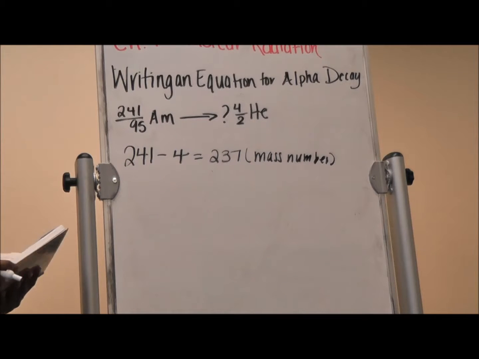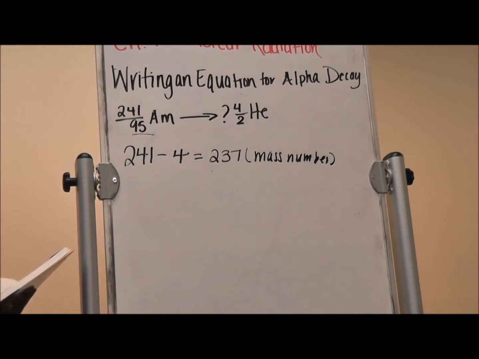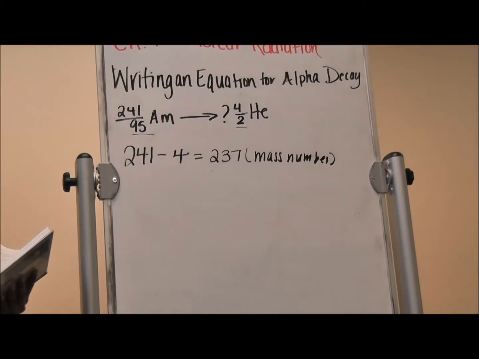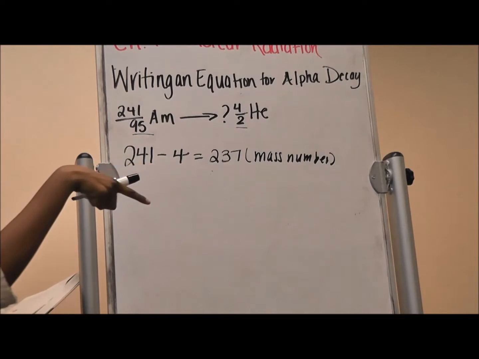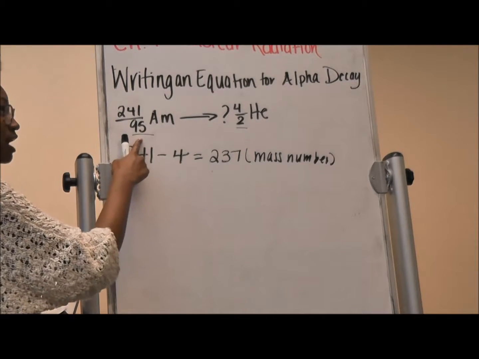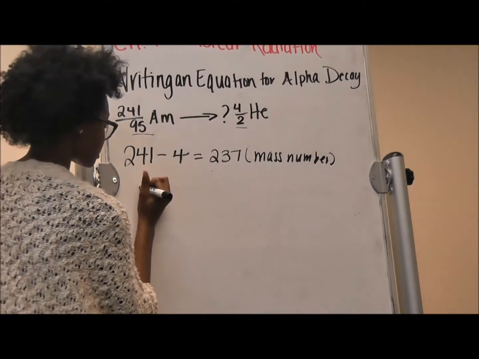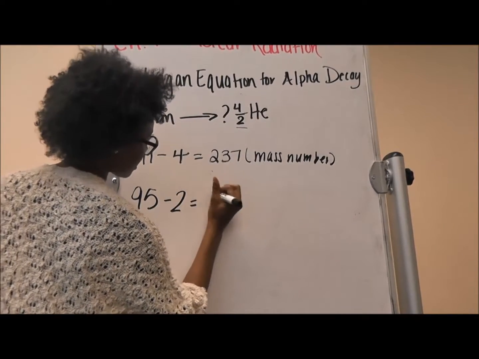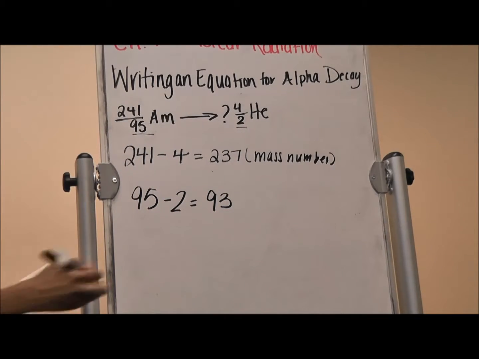Our next step is to determine the new atomic number. In order to do so, we take the atomic number of the emitted particle, which is 2, and subtract it from 95, which is the atomic number of americium. So 95 minus 2 gives us 93, which is the new atomic number of the new nucleus.